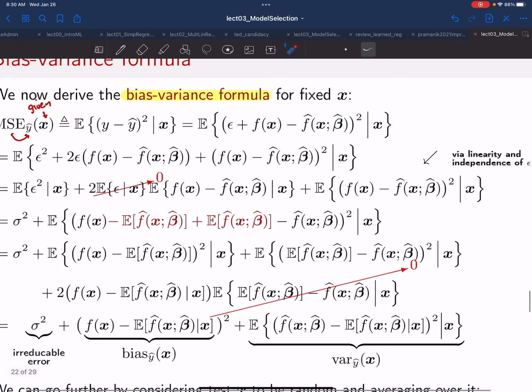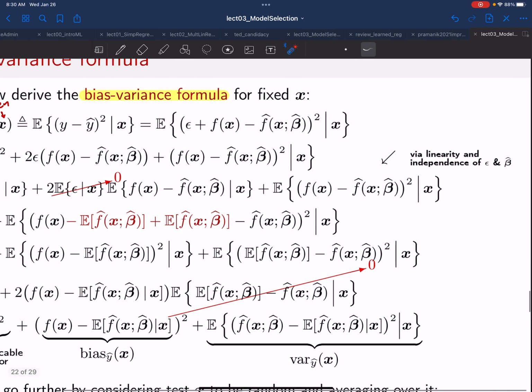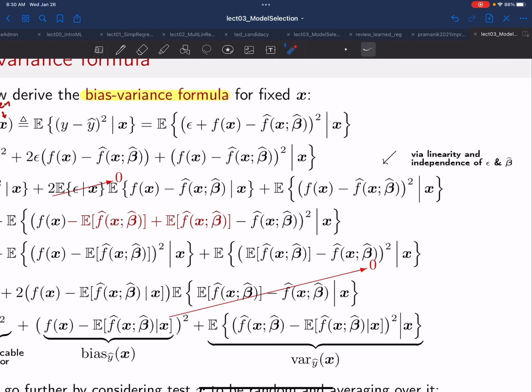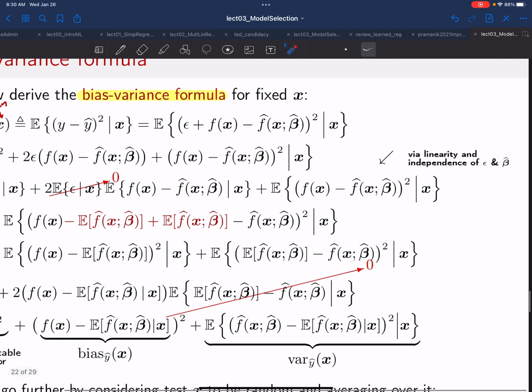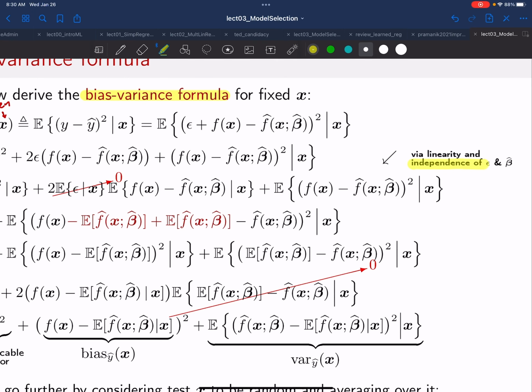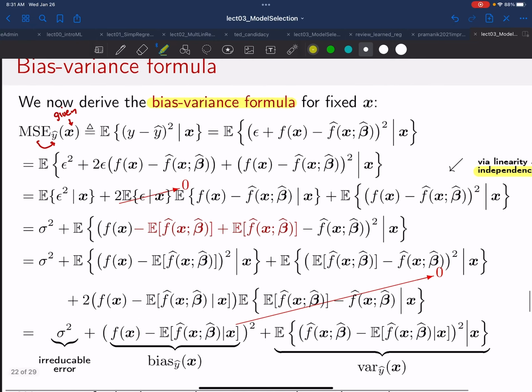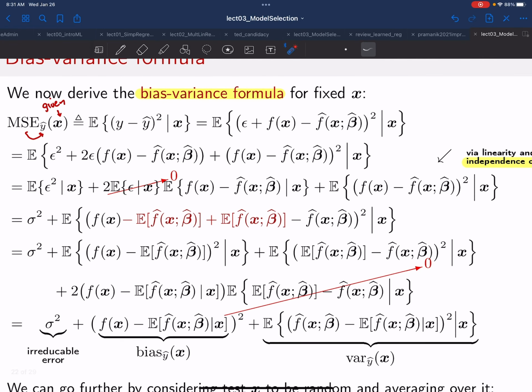Next, I'm going to use the linearity property of expectation and the independence property of expectation. In particular, what I'm going to exploit with independence is the fact that the test error, epsilon, is independent of the training quantities, beta hat. Because beta hat is random because of the randomness in the training data. Epsilon is purely test data, and we know test and training data are statistically independent, conditioned on the model and all that. But first of all, linearity. Linearity allows me to say the expectation of a sum of three things is the sum of the expectation of the first plus the expectation of the second plus the expectation of the third.